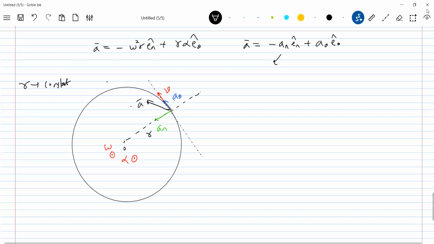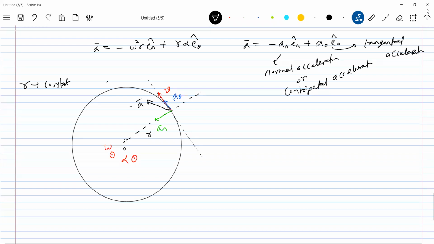So this a n will be given one specific name. What is the specific name? I can call this the normal radial acceleration, normal acceleration or centripetal acceleration. What about a theta? A theta is called the tangential acceleration. What is the total magnitude? The magnitude is given by the square root of a n square plus a theta square. This is the mathematics brought in here.